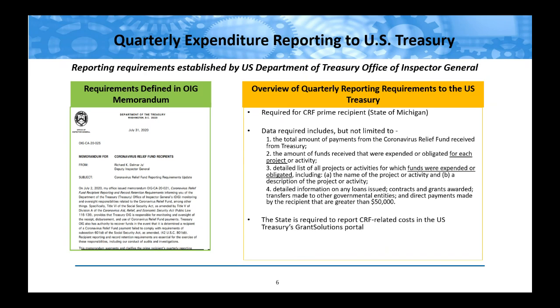So some of the key things that we have to report: the state of Michigan is considered the prime recipient for these funds, and we're required to report to the federal government through their Grant Solutions portal a number of key pieces of information. These include the amount of funds that were obligated, which means essentially awarded in terms of grants and contracts. An obligation is the point where we've awarded that grant or contract. And then the amount of funds expended, which is based on the actual expenses being incurred, meaning the goods or services were delivered or received. We then associate those obligations and expenditures with projects and activities and the expense categories as dictated by the Treasury. So next slide, please.